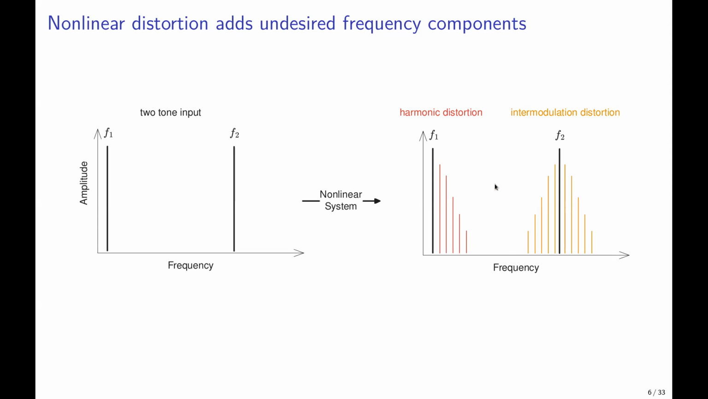So the goal now of modeling is to reduce the harmonic distortion here, but also intermodulation distortion. So harmonic distortion would just be additional frequency components at multiples of the fundamental, and then intermodulation distortion is if you have multiple frequencies, then they interact in a nonlinear system, and they create more distortion components.